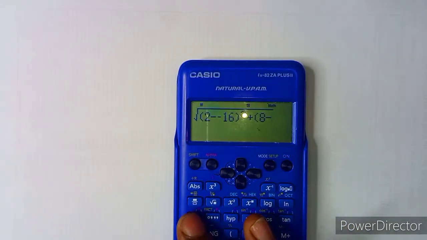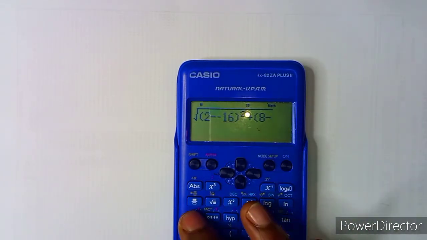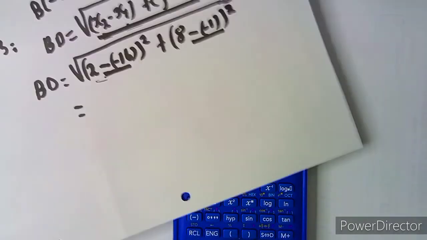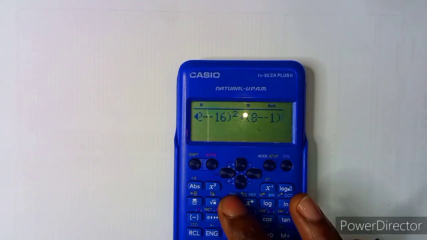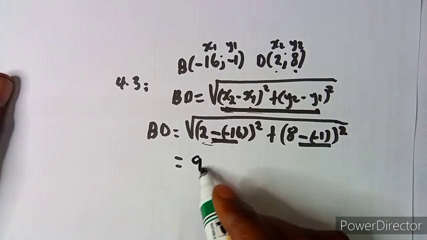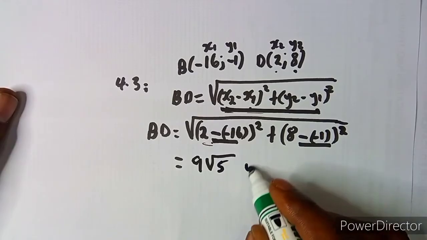Then you use this minus for a sign, this minus in bracket. As you can see, it's already in bracket. That is why we are not putting the bracket here. So it's minus because it's already indicating that it's in a bracket. So it's -1, you square that. So you are going to obtain 9 square root of 5. That is the simplest surd. Remember, you are asked to leave your answer in the simplest surd. So we obtained 9 square root of 5 units.